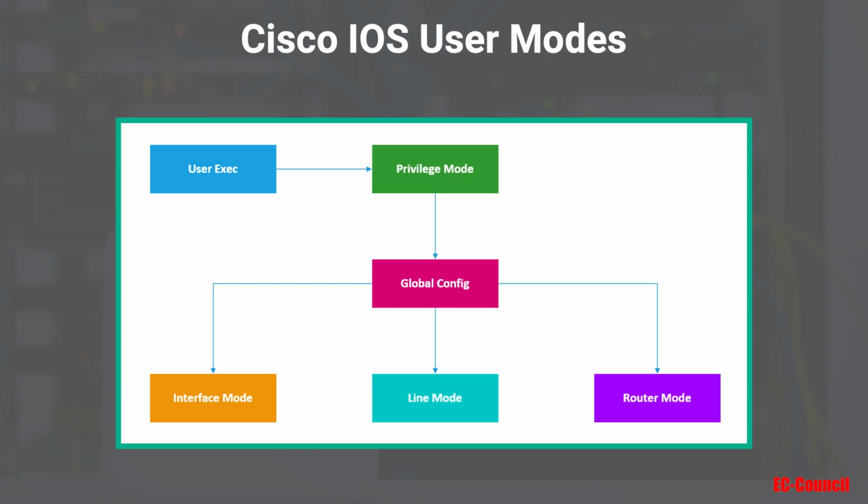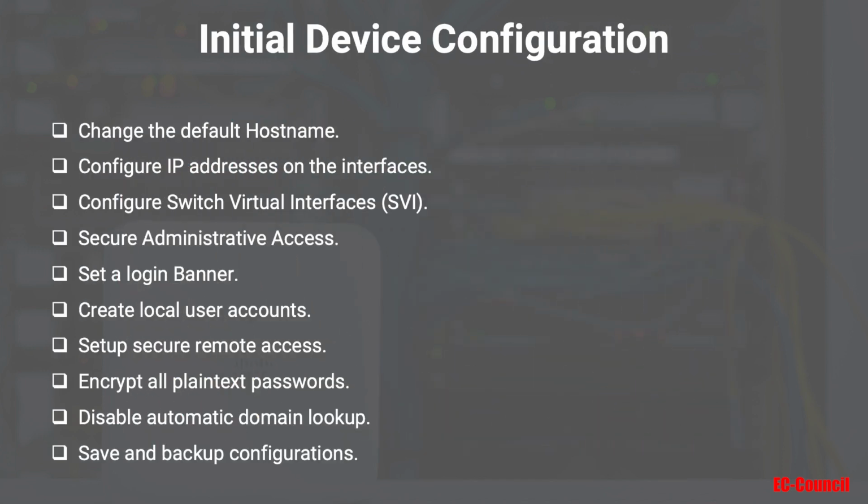You can even go into router mode that will allow you to make changes and modifications and even set up routing protocols. So let's take a look at what are some of the essential things that should be done during initial device configurations. When initially configuring a device, it should be configured with the most essential things. You should definitely change the default hostname.